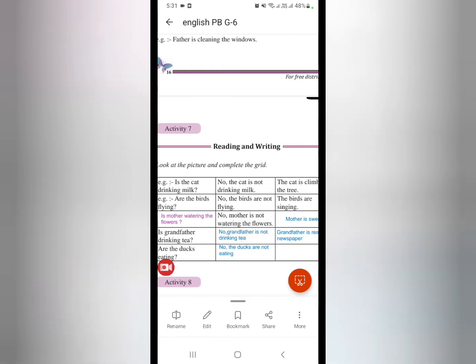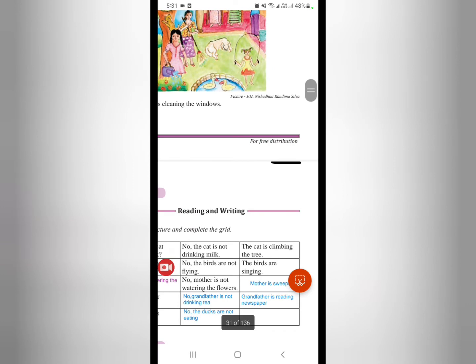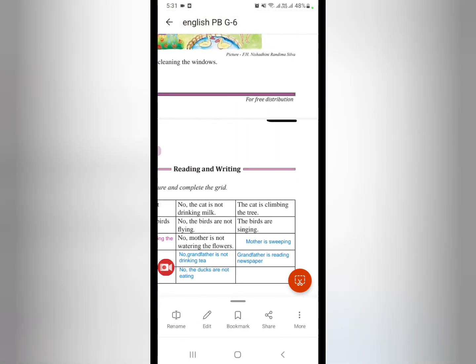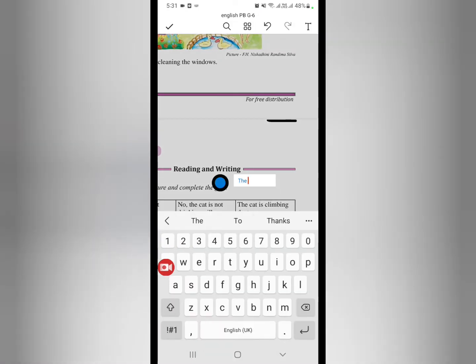Now we'll go to the grid, which shows the exact work done by the duck. Now the ducks are swimming in the pool. Then we should write it. The ducks are swimming in the pond, pool or pond.